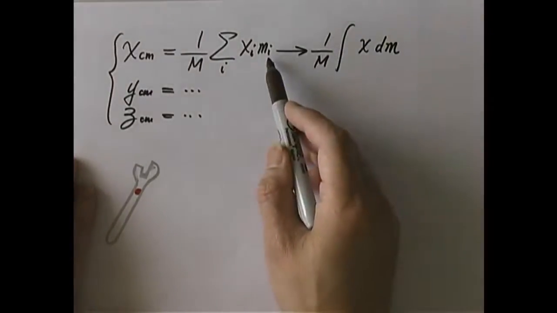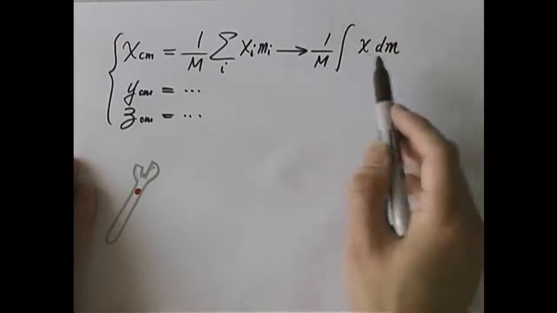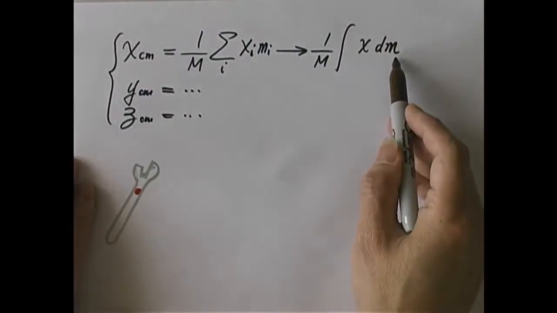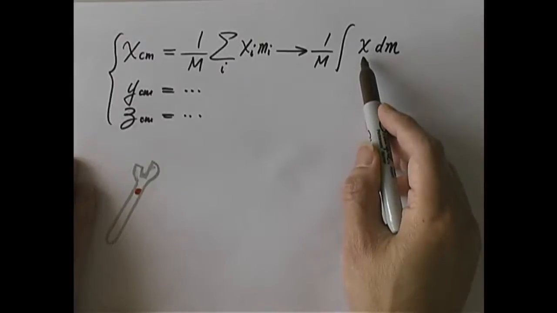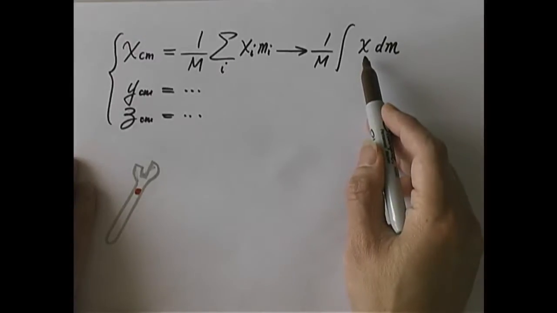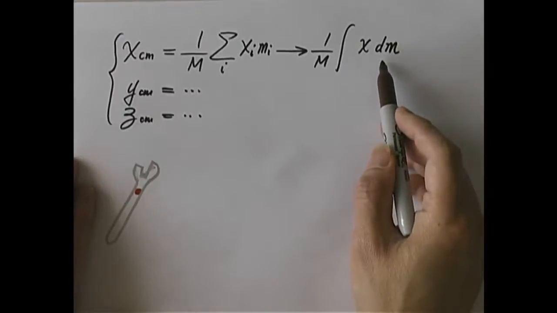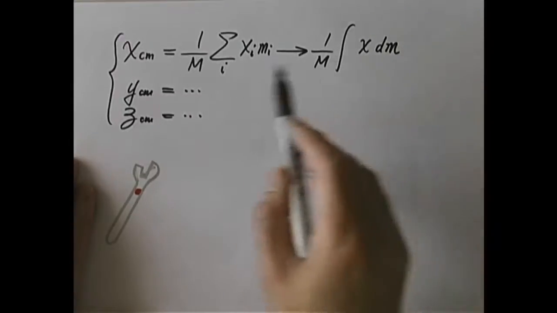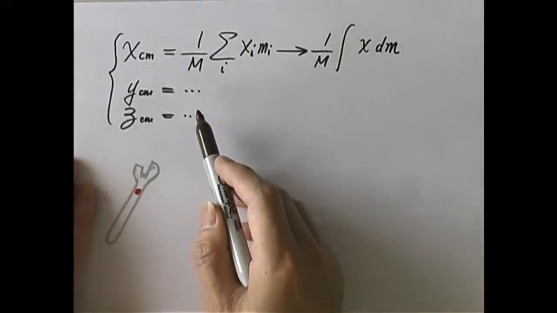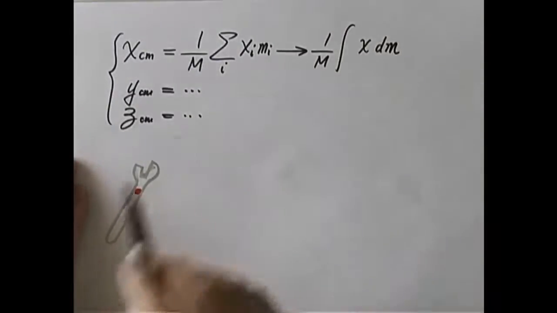I don't use the subscript i anymore. I just cut it into infinitesimally small pieces, dm. That x, what's x? x is the coordinate of that mass dm, of this little segment dm. So I have to perform an integral. We'll see examples of how that works. If you know x_cm, you also know y_cm and z_cm, and so on.